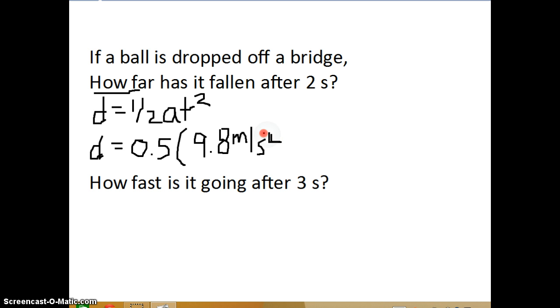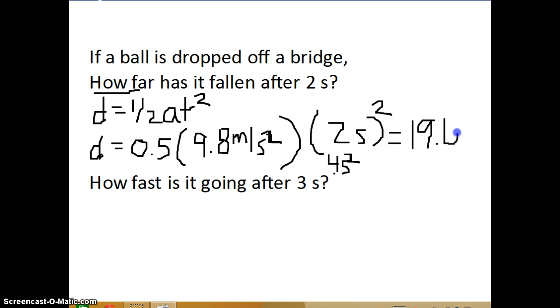And just because the seconds is squared in the unit does not mean that you actually square the 9.8. And then we're going to take 2 seconds and square that. So the first thing you want to do is take your 2 and square that, and so that actually would become 4 seconds squared. So then you'll take your 4 times your 9.8 times your 0.5. When you take 4 times 9.8 times 0.5, you get 19.6. The second squared here cancels out with the second squared there, and so you'd be left with meters.